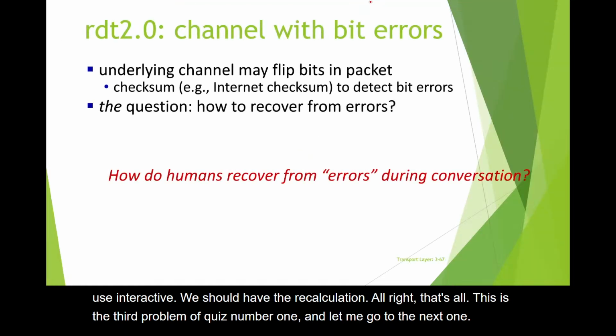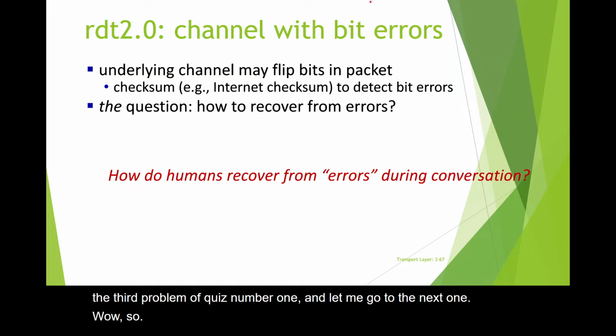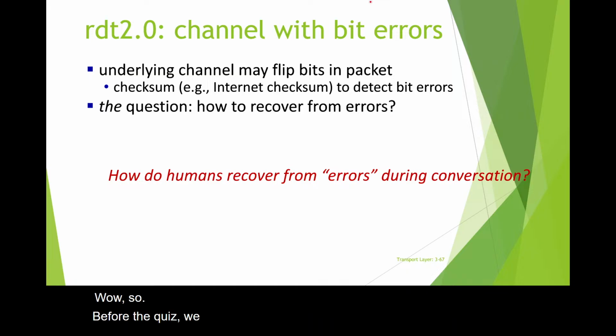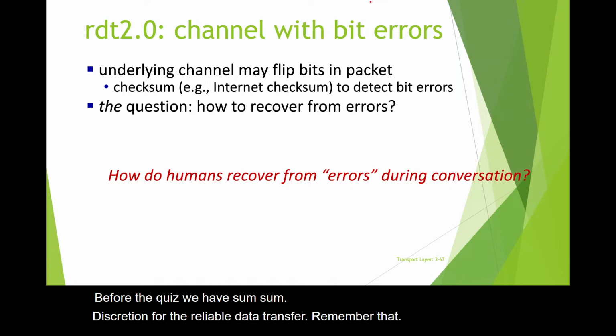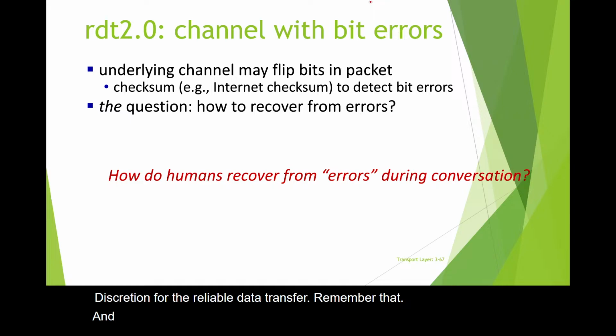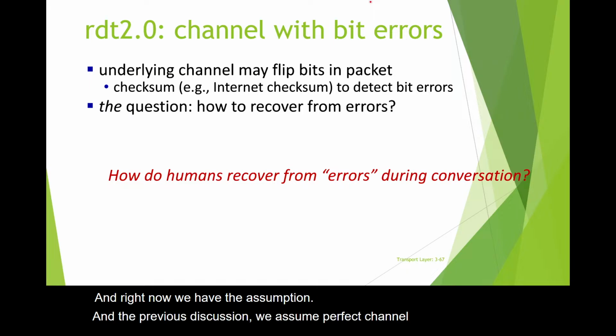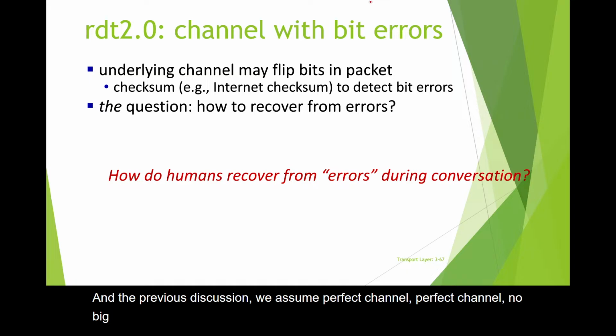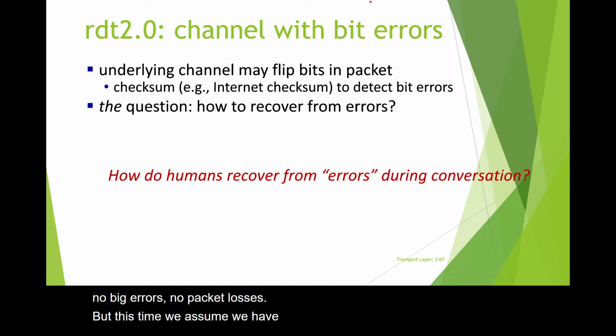Well, before the quiz, we had some description for reliable data transfer. Remember that? And right now, we have the assumption. In the previous discussion, we assumed a perfect channel. Perfect channel, no bit errors, no packet losses. But this time, we assume we have bit errors.